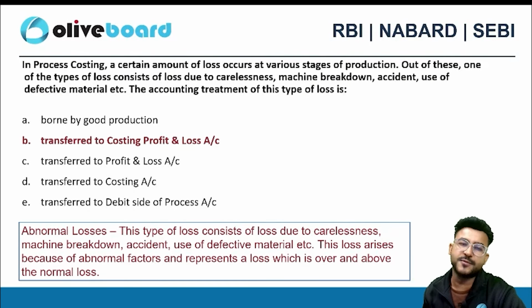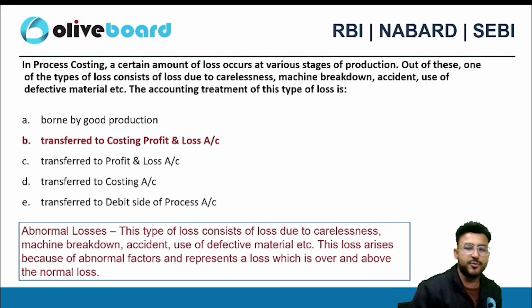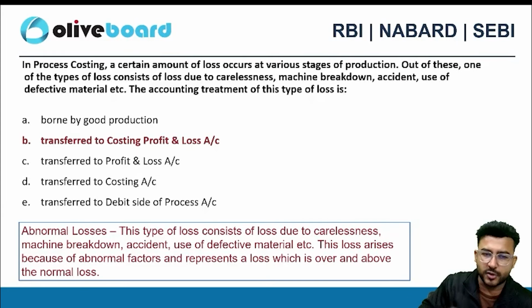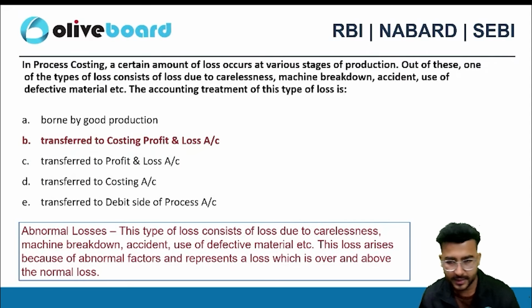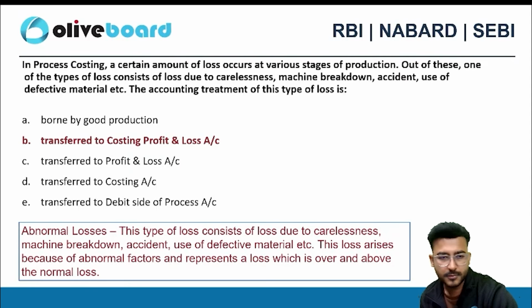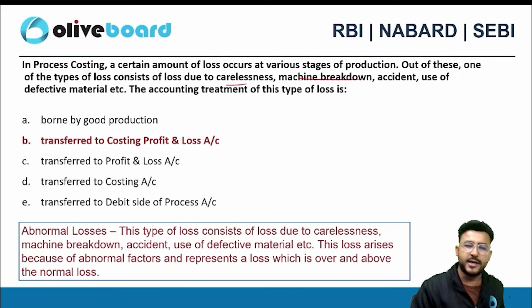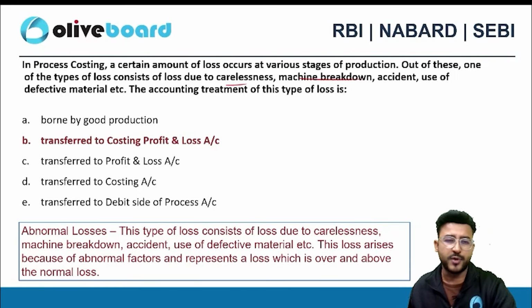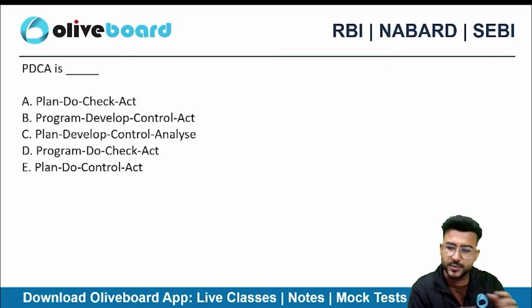So guys, we transfer it to the costing P&L. Whenever we are doing a question of costing, prefer costing P&L over just P&L, because the P&L account that we prepare in cost accounting is called costing P&L, right? So we'll transfer it to P&L account, and that's what we do in the case of abnormal loss. Yes, it is an abnormal loss. Why? Because due to carelessness or machine breakdown, it was due to the carelessness of my workers. So this is a complete abnormal loss. In abnormal loss, we transfer it to the costing P&L.